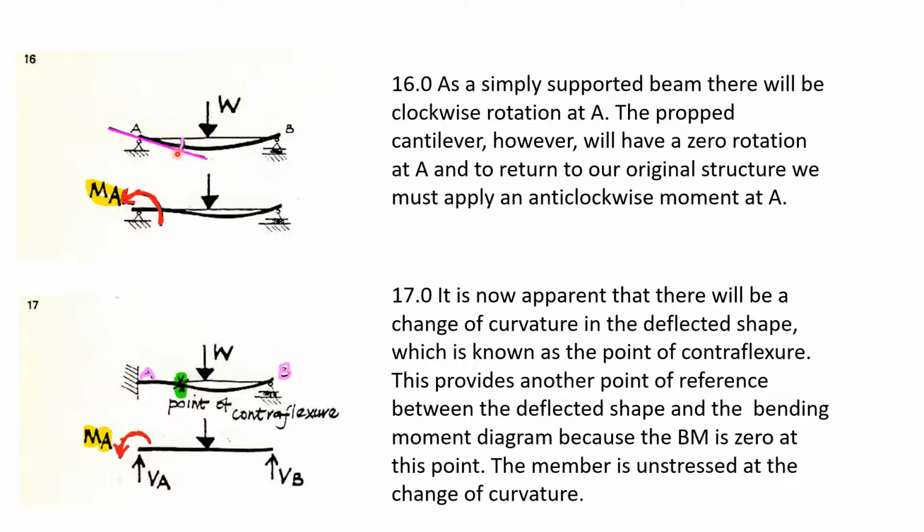This is clockwise rotation, so we are applying an anti-clockwise moment to negate or balance this clockwise rotation. Then only can we return to our original structure, the proper cantilever, because at the cantilever point the rotation is zero. That's why we are applying the anti-clockwise moment, to reflect this proper cantilever.